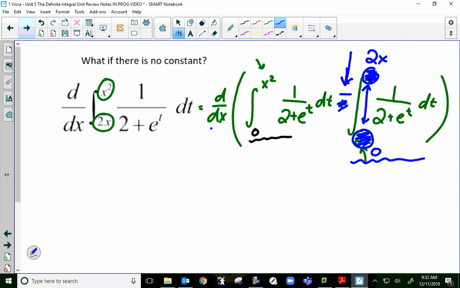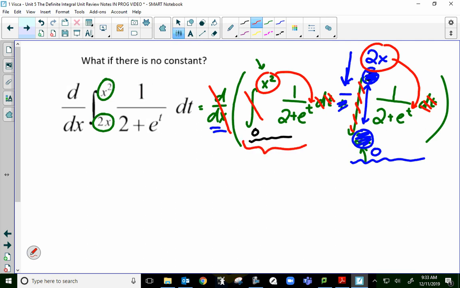And we can take the derivative of both of these integrals. So my derivative cancels with my integration, and cancels with my integration. This variable goes in for my t. This variable goes in for my t. So let's rewrite these. This one first. 1 over 2 plus e to the x squared times the derivative of x squared.